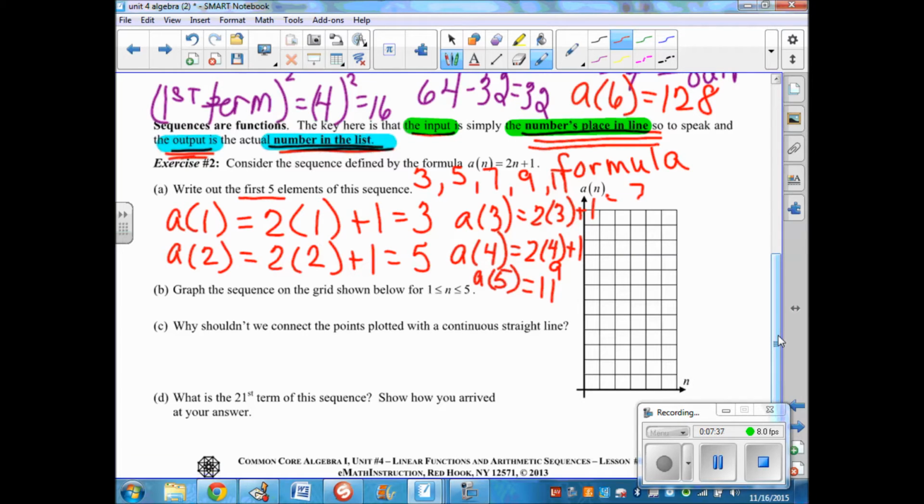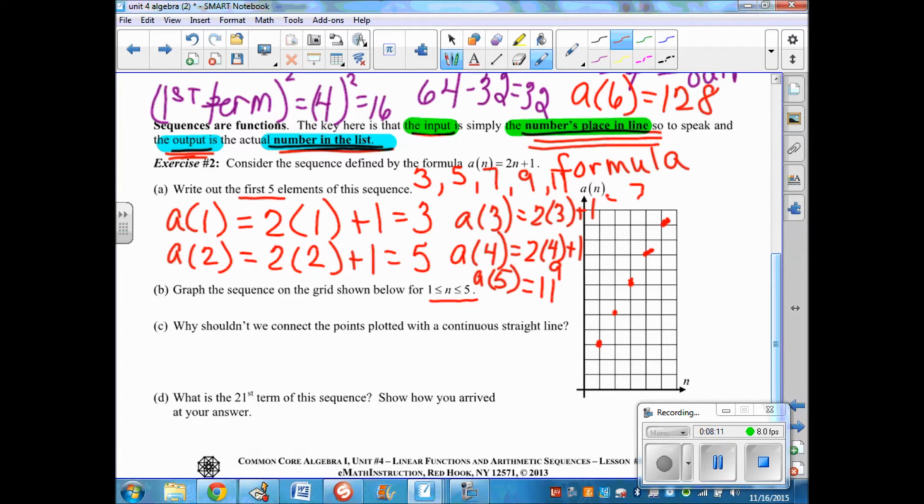Now it says, graph the sequence on the grid below for 1 is less than or equal to n, which is less than or equal to 5. So we're going to graph these. Our first term, term number 1, is 3. Term number 2 is 5. 3 is 7. 4 is 9. And 5 is 11.